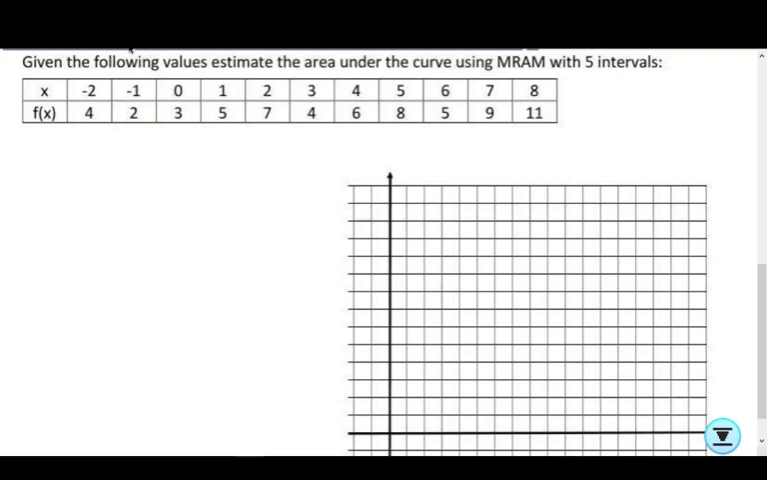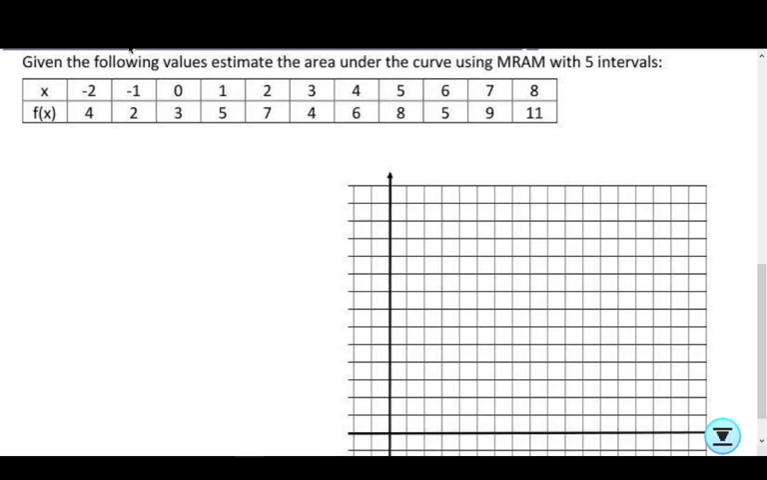If you look at it from -2 to 8, that's basically 10. The distance is 10. Divide that into 5. It's 2 wide. Each one of them is going to be 2 wide. The last example, we couldn't do that because we didn't have even intervals. Here, all the intervals are even. Each one of our x's goes up by 1.